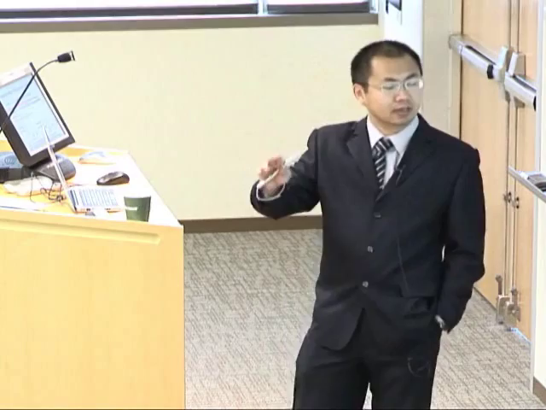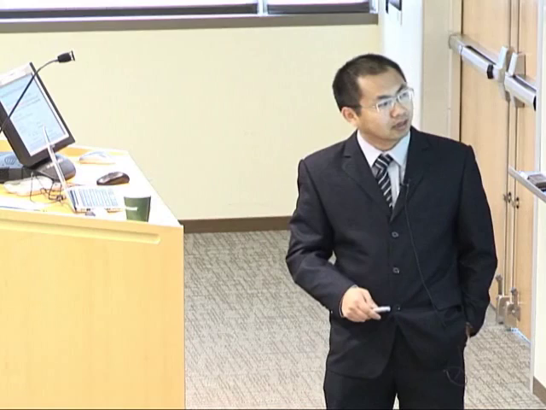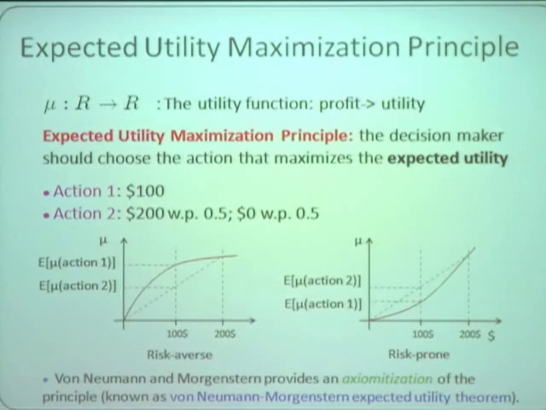In these two examples, we have this risk-averse behavior, which corresponds to this concave utility function. For this concave utility function, the derivative is decreasing, so this is a decreasing marginal utility, which is typical risk-averse behavior. Let's see, we have two actions, the example we had. Action one here is $100, and the expected utility is this point, right? Action two is $200 with 0.5 probability and $0 with probability 0.5, which is the midpoint of these two points, and this is the expected utility of action two. So the expected utility of action one is larger than the expected utility of action two, which, again, is consistent with the risk-averse behavior.